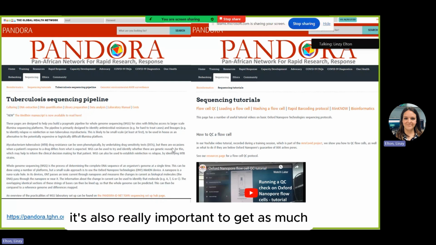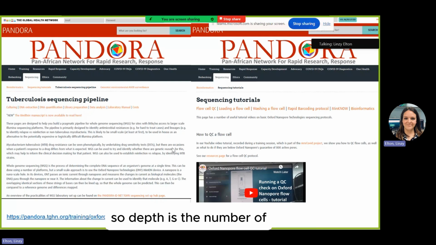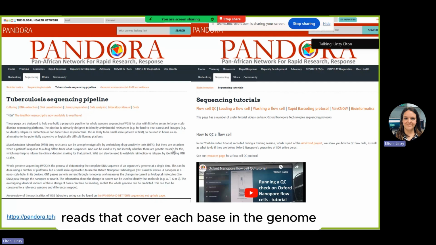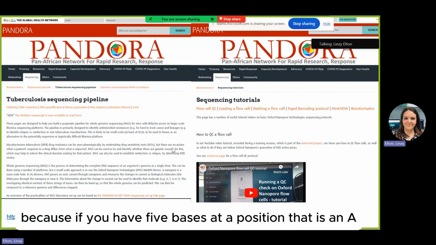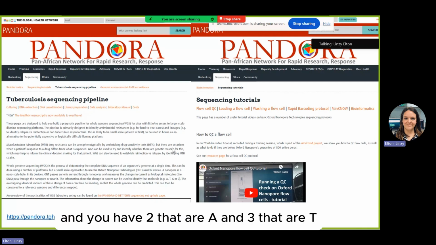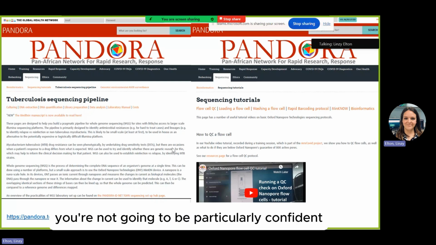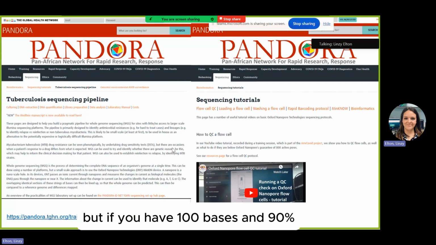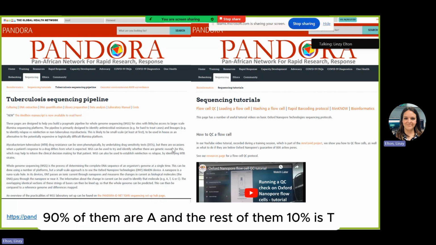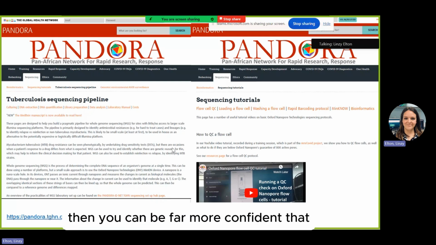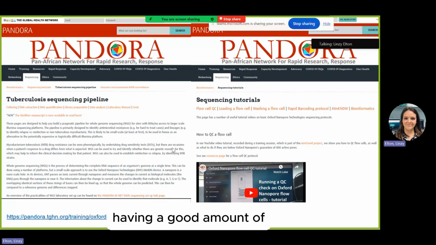It's also really important to get as much information as possible. So this is what I was saying about depth. Depth is the number of reads that cover each base in the genome. The more reads you get per base, the more accurate your data will be. Because if you have 5 bases at a position, and 2 are A and 3 are T, you're not going to be particularly confident. But if you have 100 bases and 90 of them are A and the other 10% are T, then you can be far more confident that that base is being called correctly. So that's why having a good amount of data for each of your samples is really important.